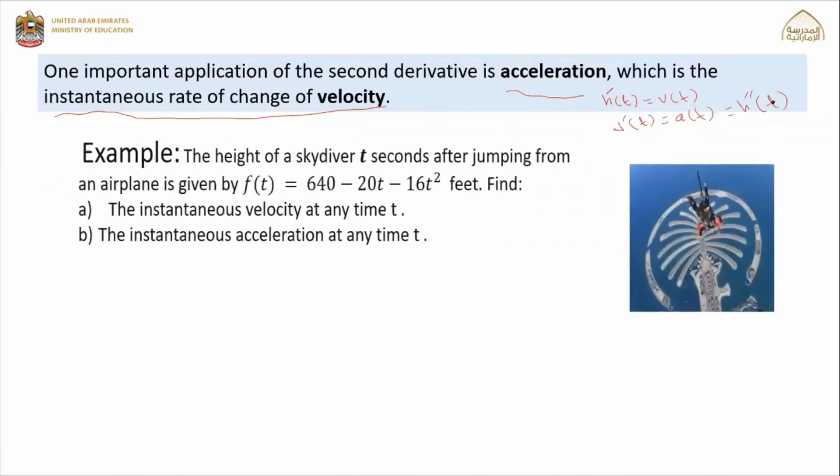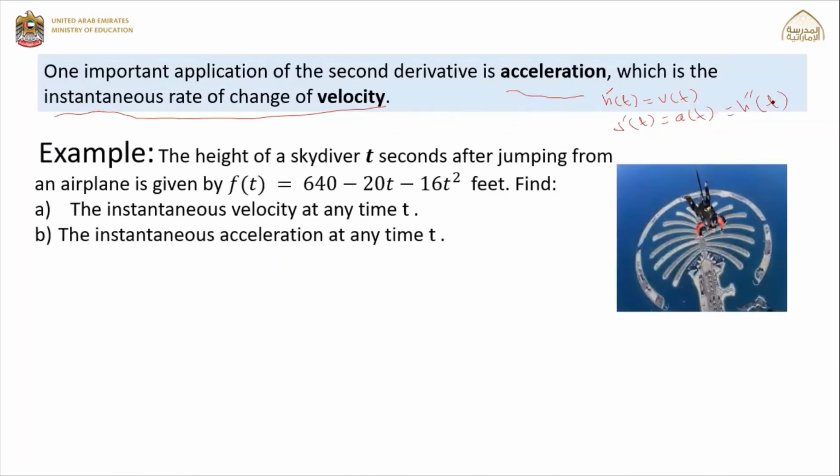We have an example here. The height of a skydiver, here we have the picture of a skydiver in Dubai. The height of a skydiver t seconds after jumping from an airplane is given by f of t equals 640 minus 20t minus 16t squared feet. Find first the instantaneous velocity at any time t. So solving for the first part, he asked about instantaneous velocity. He asked about v of t.